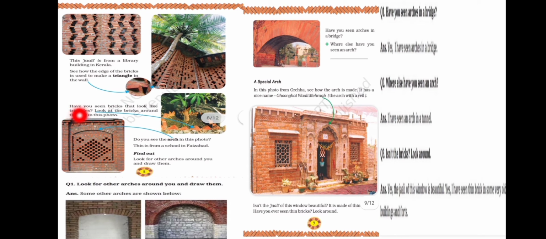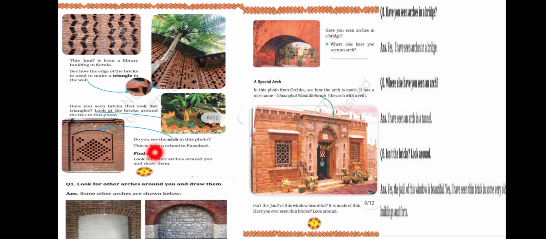Here, have you seen bricks that look like a triangle? Look at the bricks around the tree in this photo. Here, these bricks are arranged around the tree and make a border for this tree. So, yes, we have seen bricks that look like a triangle. Generally, where have we seen it? We have seen it in gardens and verandas where bricks are arranged in triangular form.